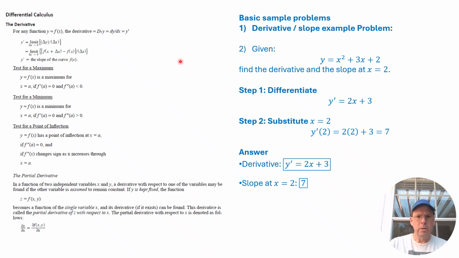So I went ahead and put a basic problem here, a derivative, a slope example problem. Given this equation, find the derivative and the slope at x equals 2. So differentiate this here: you bring the 2 down, you get 2x, and for the 3, you drop the x, that comes out to 0. So that's the first derivative. Substitute x into that equation, so 7. The first derivative is this equation there, and the slope at 2 is equal to 7.